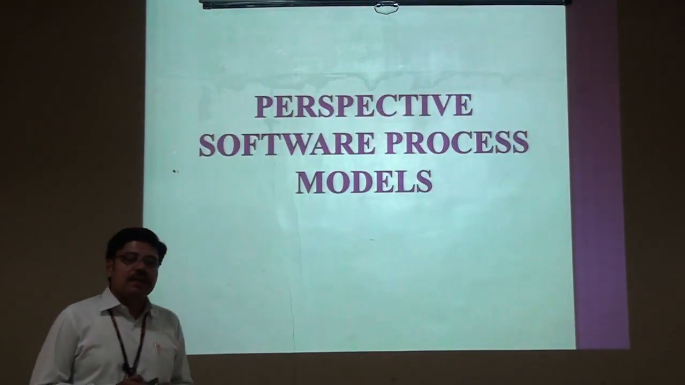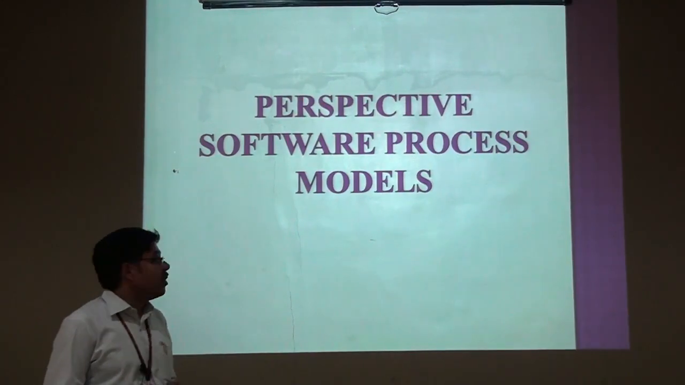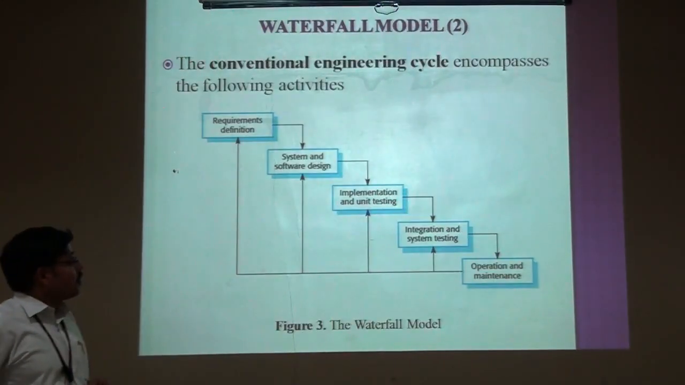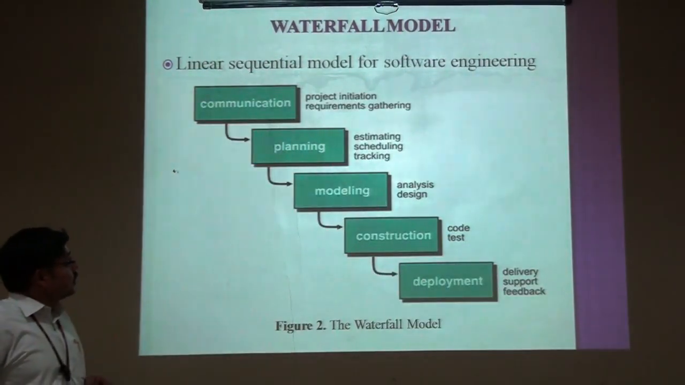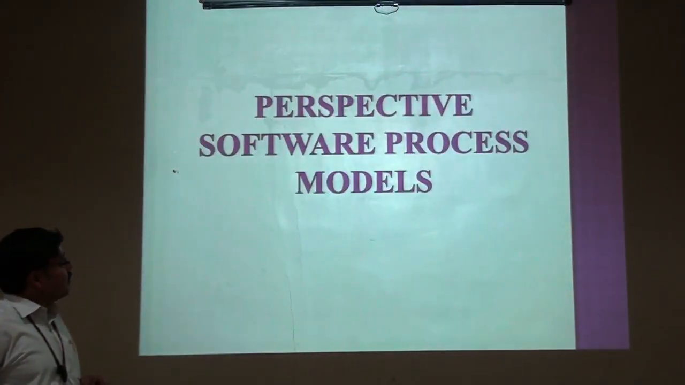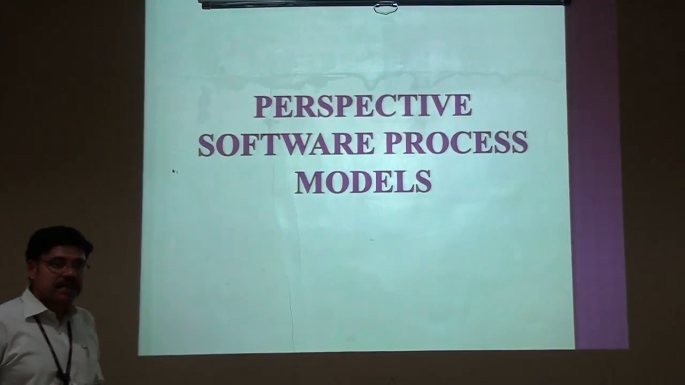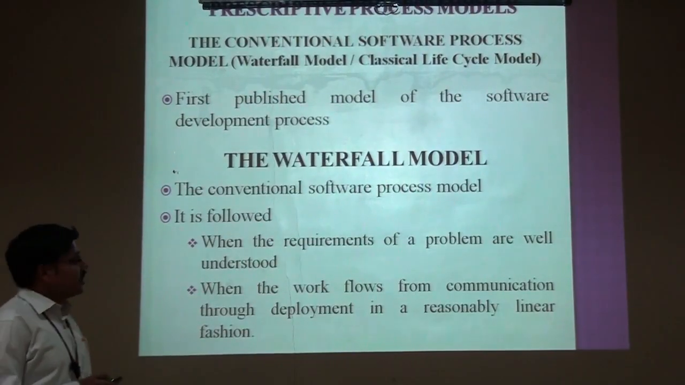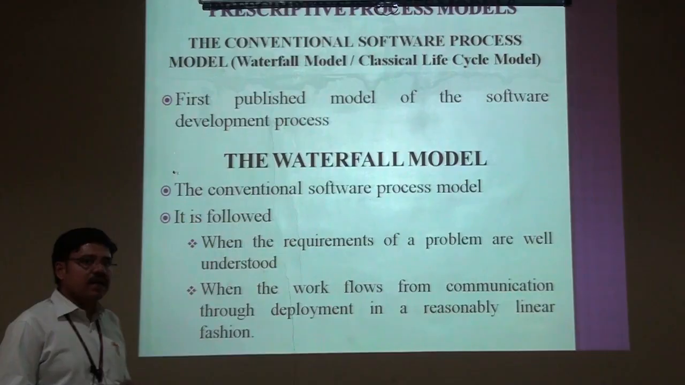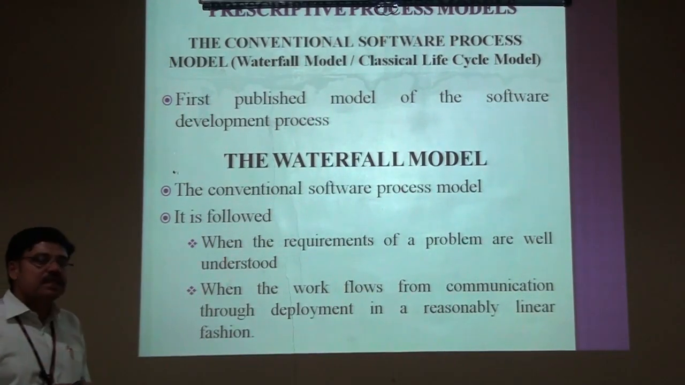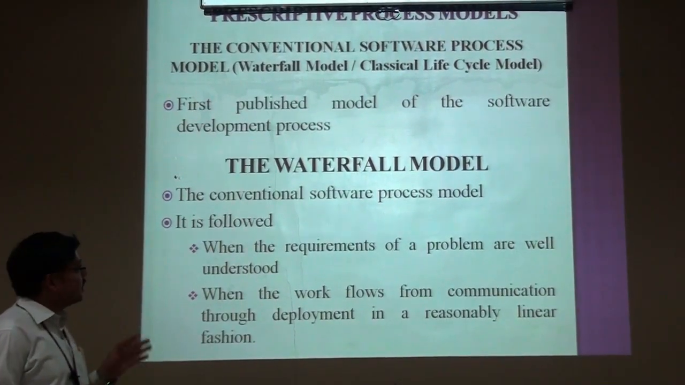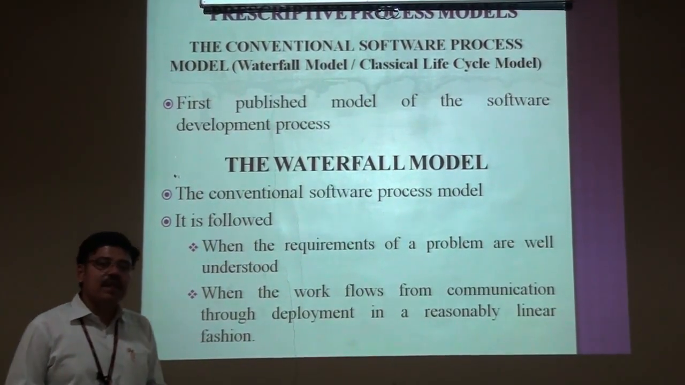So today we'll be mainly focusing on the perspective process model. In this perspective process model, we have a conventional process model available. The conventional process model is the first process model present in software development. It is also called the waterfall model or classical life cycle model. It is the first published model in the software development process. So we are going to discuss the waterfall model.